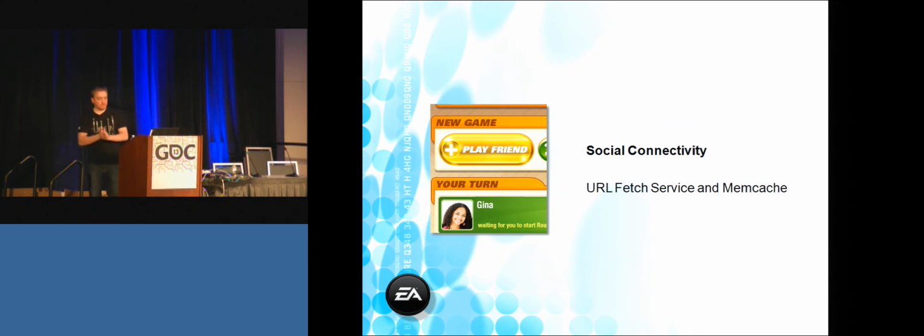Social connectivity. Well, pretty much all the games these days have social integration. Everybody wants to play against their friends. It's all cool. It's not that complex to implement. We use the URL fetch service and Memcache to cache some resources. For example, a typical call to your favorite social network will take maybe a few hundred milliseconds. It has an impact on the response time. It has an impact on the user experience. It has an impact on your cost. So we use Memcache to cache for X minutes the list of friends, for example.